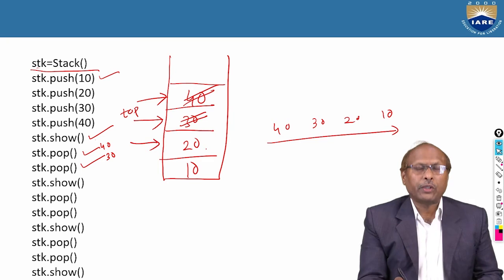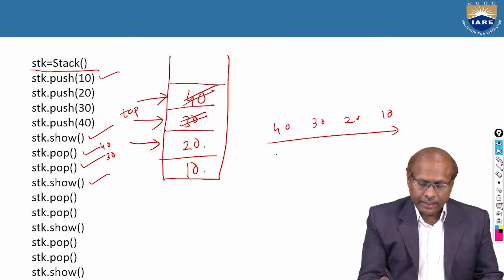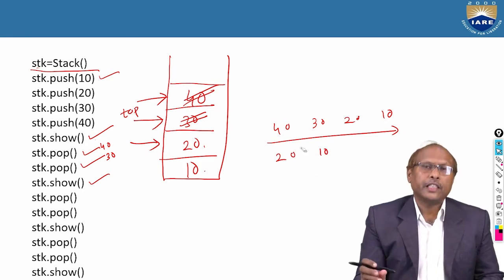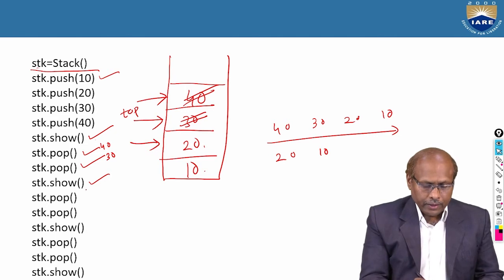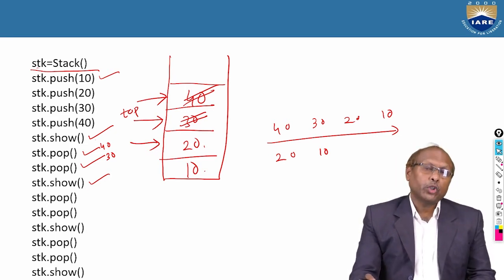So that means the top pointer is pointing to the second node. So when I say show, it will display 20 and 10. So 20 and 10 will be displayed. So the show method is displaying the elements of the stack from top to bottom.